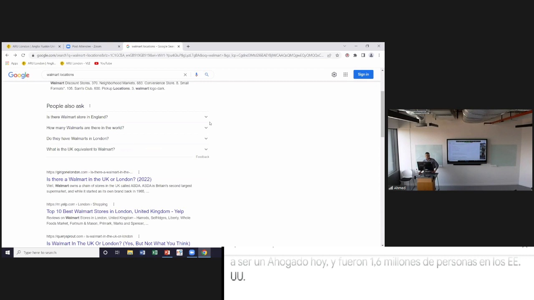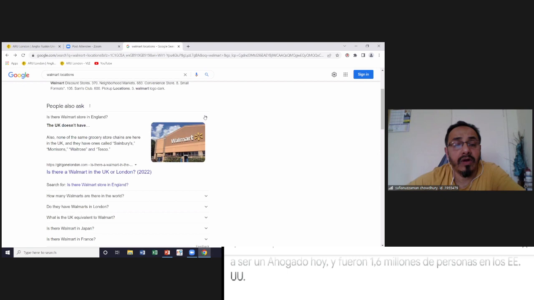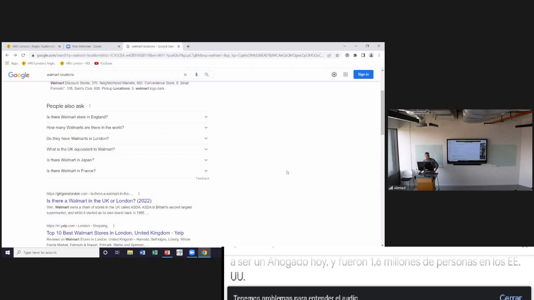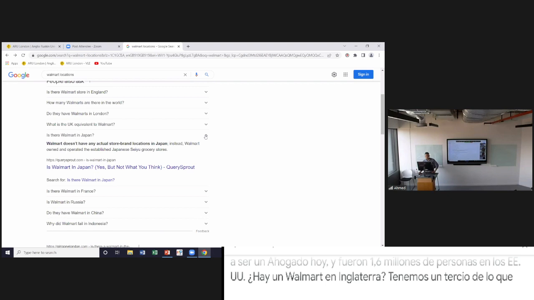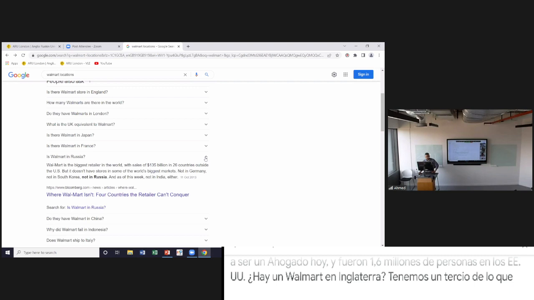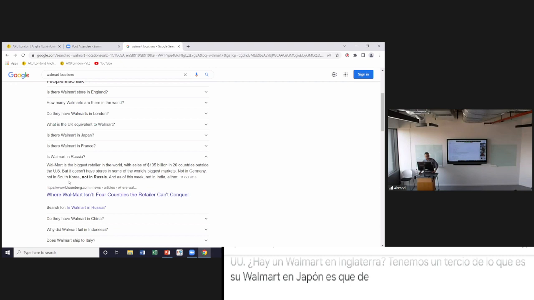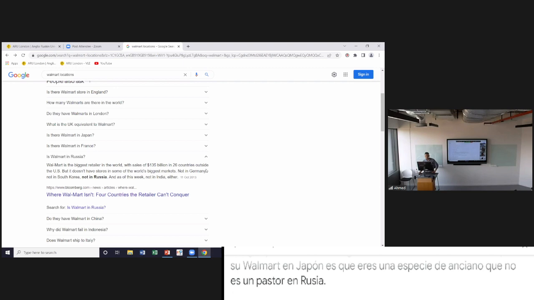Is there Walmart in England? Yes. Is there Walmart in Japan? Does it have any stores in Japan? Good God. Is there Walmart in Russia? Not in Russia, not in Germany, not in South Korea. So there are some. Not in India, that's interesting. There's a Tesco in India, though. So you get the idea.